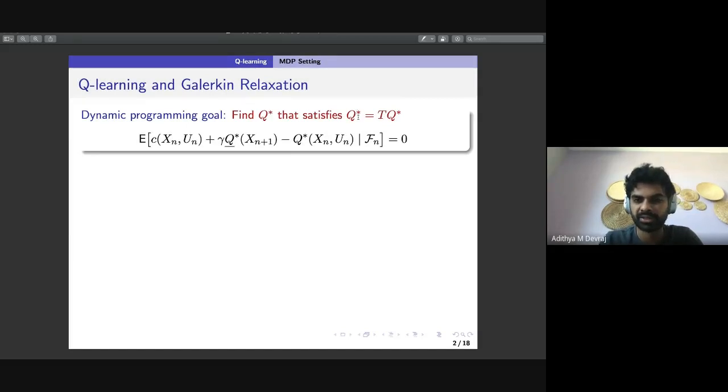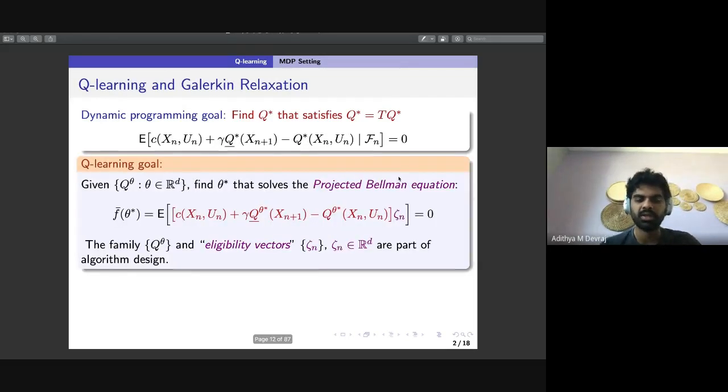One way of looking at this fixed point equation is suppose you choose an input sequence UN that explores each and every possible state action pair X and U, and you find a Q star that solves this conditional expectation equal to 0. So Fn is everything that you have seen up to time step n. And if you find a Q star that solves this conditional expectation equal to 0, then the solution Q star is the same as the solution Q star to this fixed point equation over here. So the reason for looking at something like this is you can think of Q learning, the goal in Q learning, as an approximation to the goal in dynamic programming.